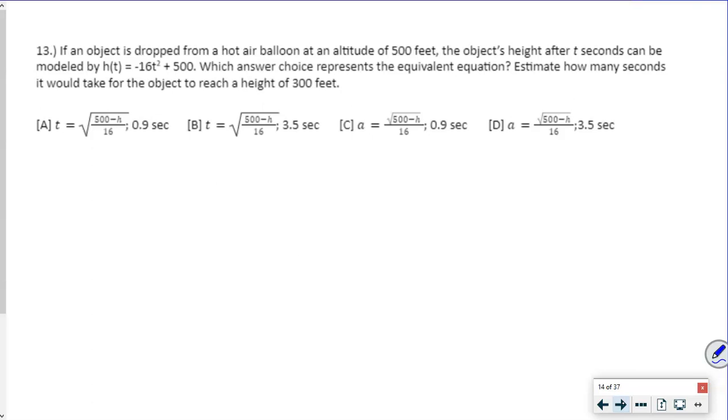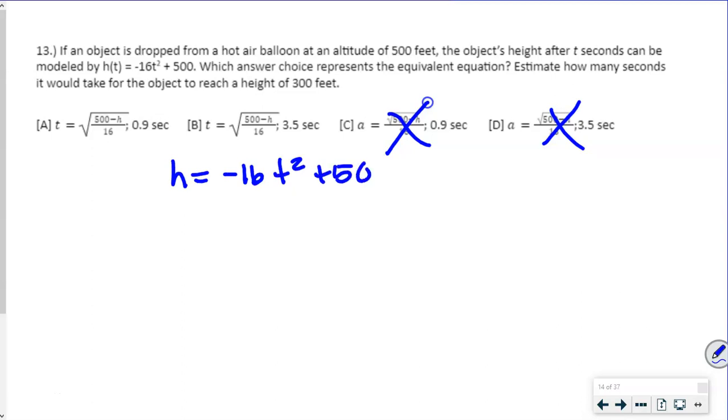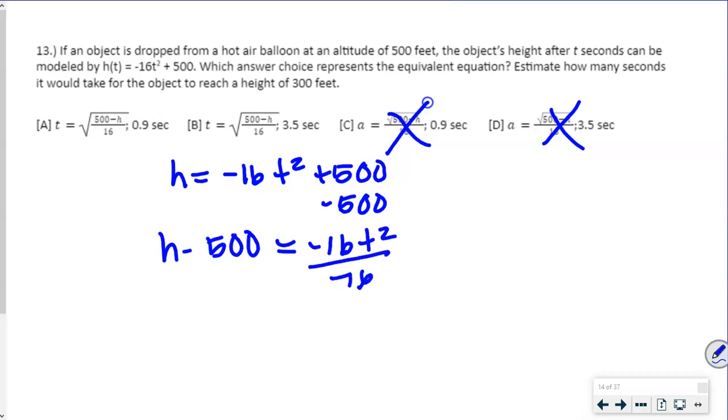So, what are we solving for here? We're solving for time, right? So I don't even see an a in the equation, so I don't know where these came from, guys. I have no clue where those came from, but let's go ahead and solve this. So we got h is equal to negative 16t squared plus 500. So we're going to subtract 500 from both sides, obviously. So it's going to be h minus 500 equals negative 16t squared. So then we're going to divide both sides by negative 16.